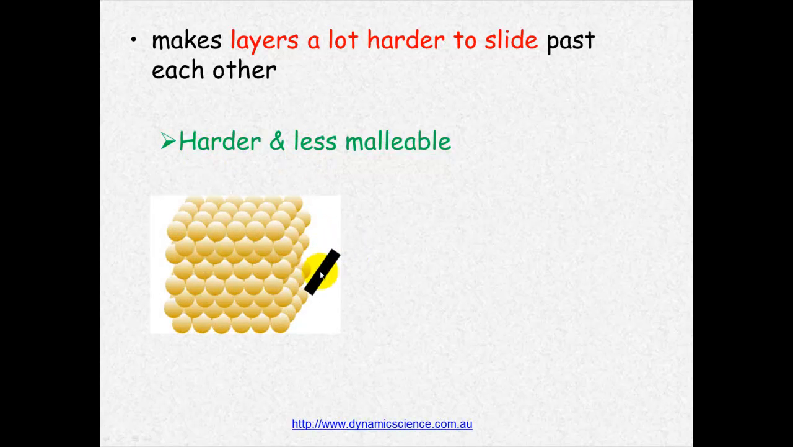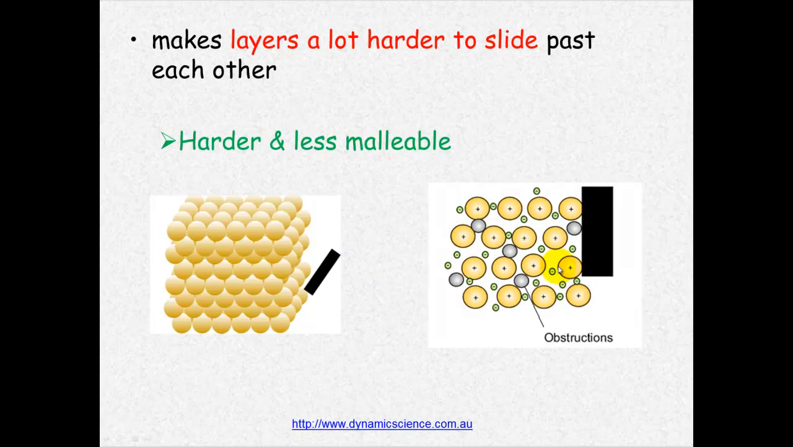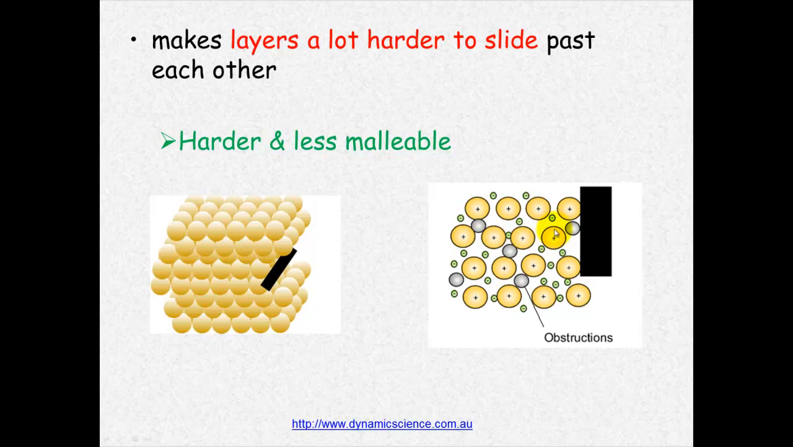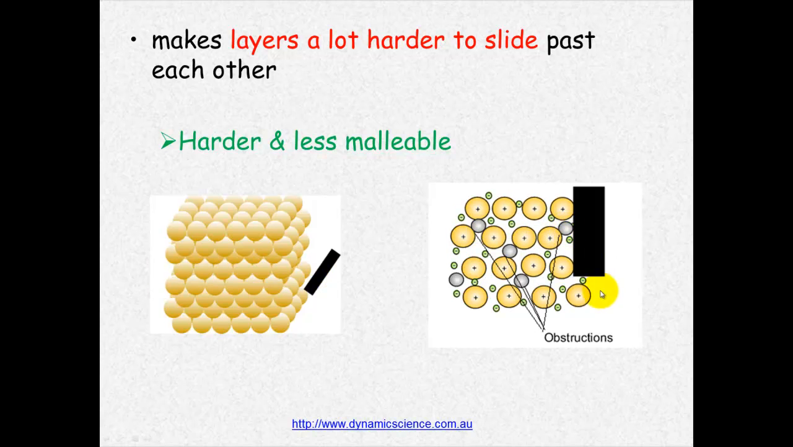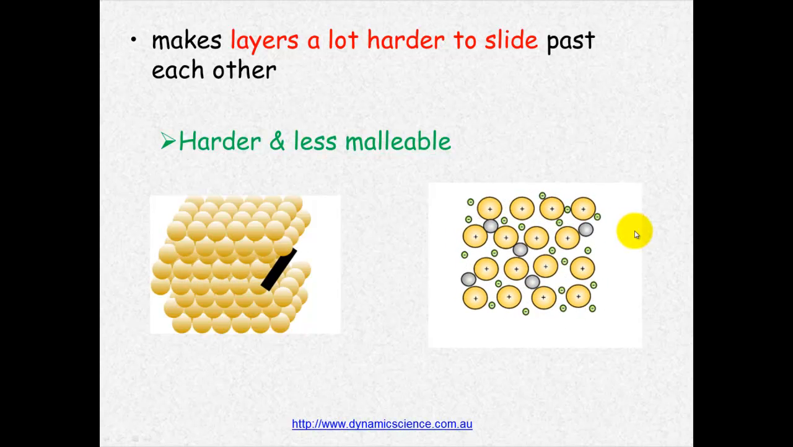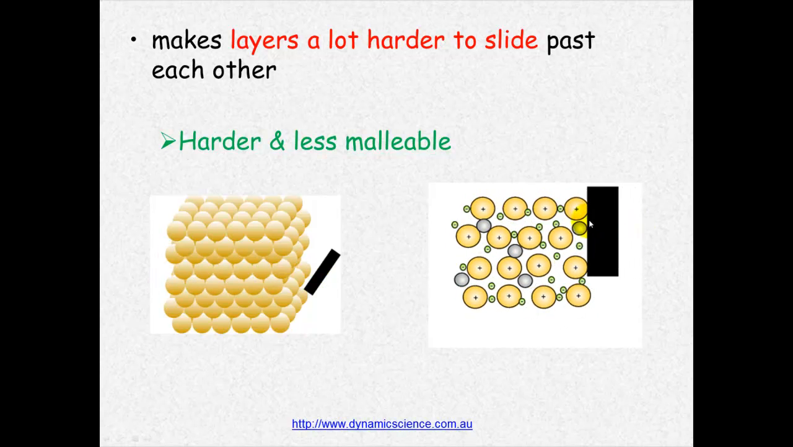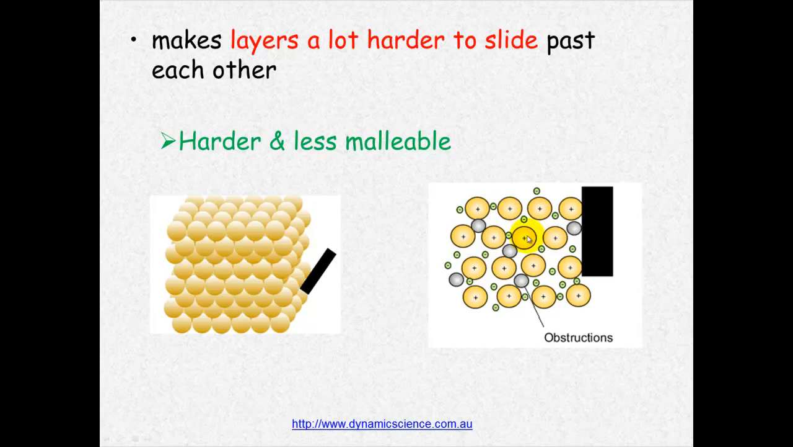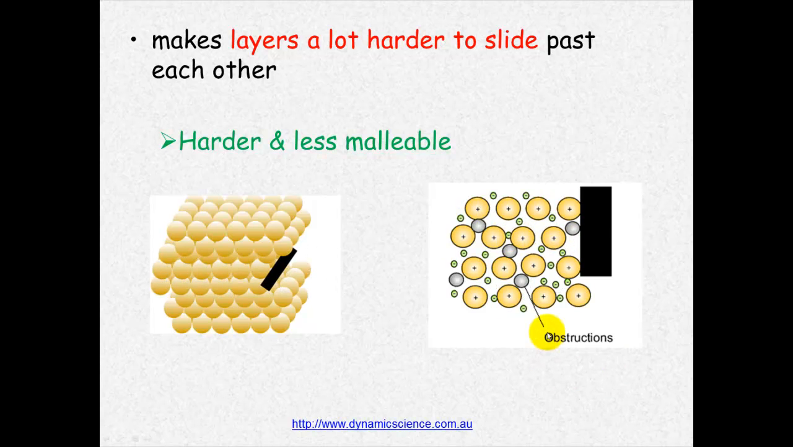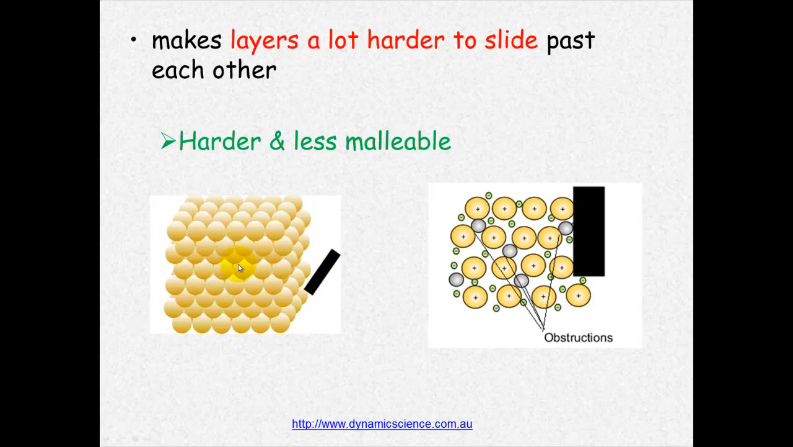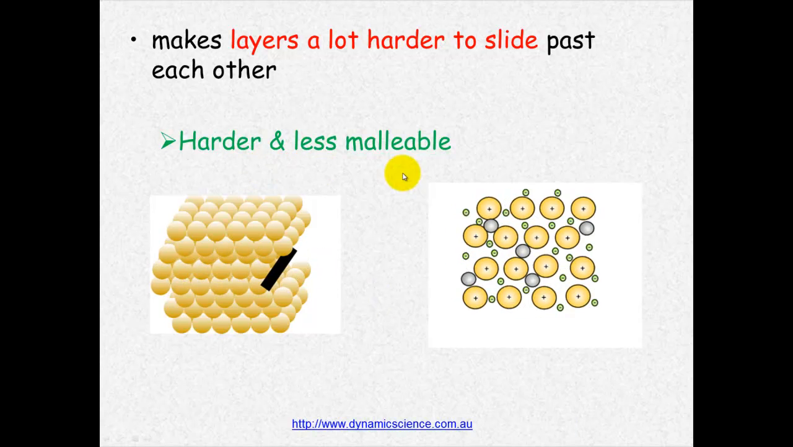So here's a normal metal, and when we add a force, these metal cations easily slide past one another. However, when you add small numbers of another element, such as carbon, you form obstructions, and this makes it a lot harder when a force is applied on the side here for these cations to move past one another. So they form obstructions, which makes this sliding much more difficult, and thus you get a harder and less malleable metal.